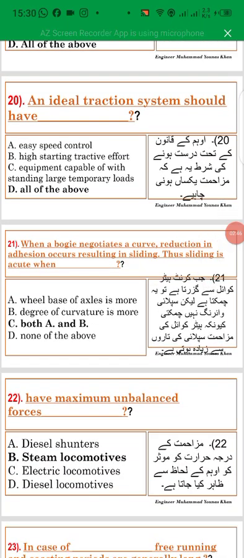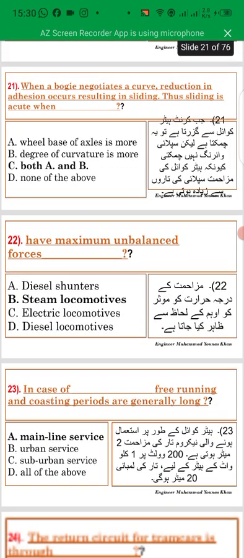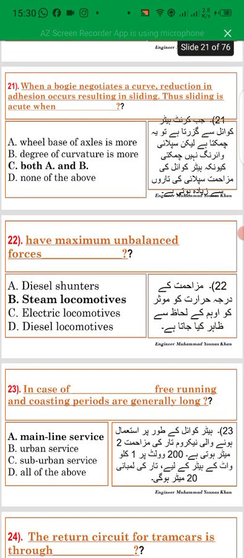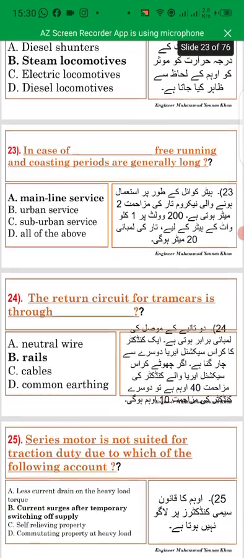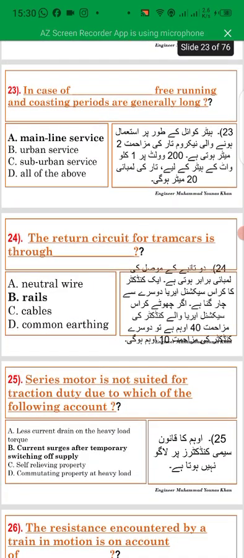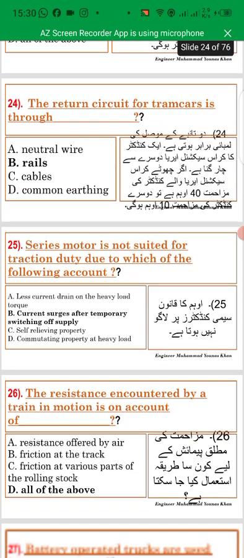An ideal traction system should have easy speed control, high starting tractive effort, equipment capable of withstanding large temporary load. When a bogie needs to negotiate a curve, reduction in adhesion occurs, resulting in sliding. Thus, sliding is acute when wheelbase of axle is more and degree of curvature is more. Steam locomotives have maximum unbalanced forces. In case of mainline service, free running and coasting periods are generally long. The return circuit for tramcars is through rails.